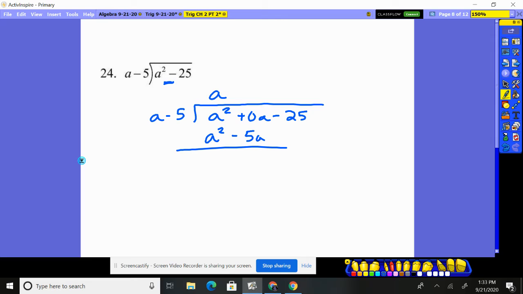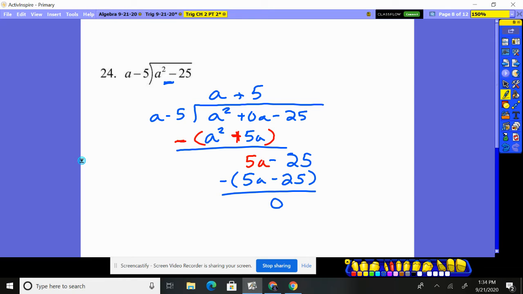Remember, you must subtract the whole thing. That means the minus that negative is going to change to a plus 5a and give you 5a's down there, minus 25. I bring the next number down, and then I start the problem all over again. A into 5a goes 5 times. 5 times a, 5a, 5 times the negative 5, minus 25. Subtract the whole thing, and you're going to see no remainder.